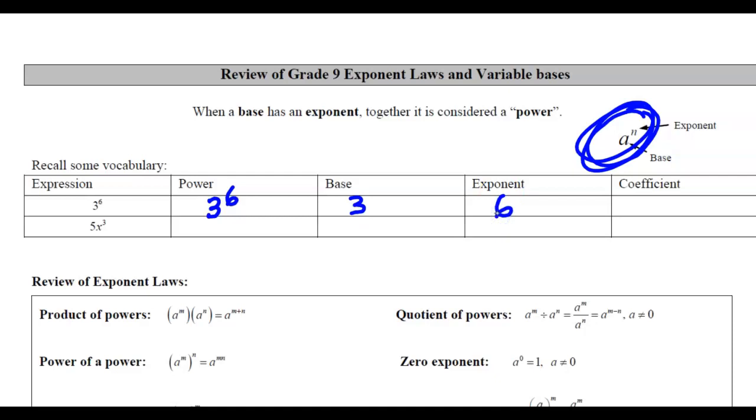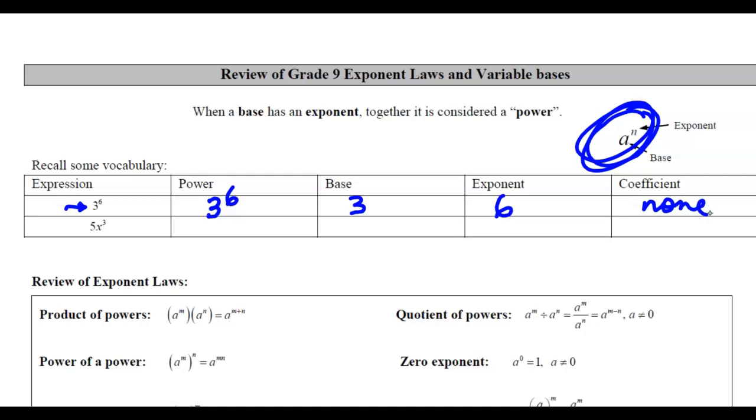The coefficient is any number that's in front of the 3. Well, there isn't anything there. Or maybe I shouldn't put an x. You might think it's a variable. So I'll put none. Okay.